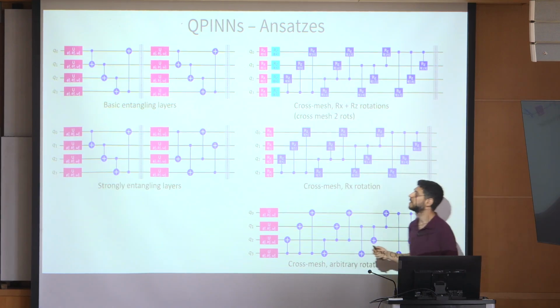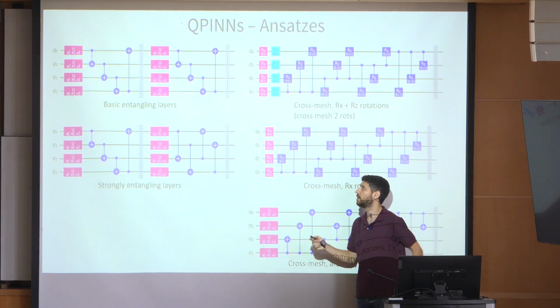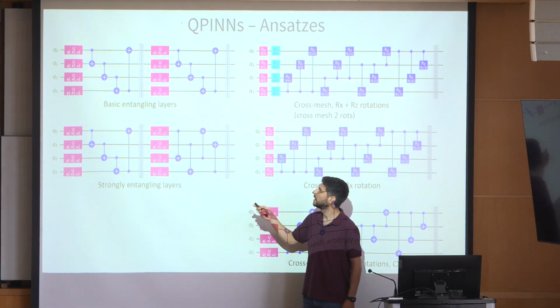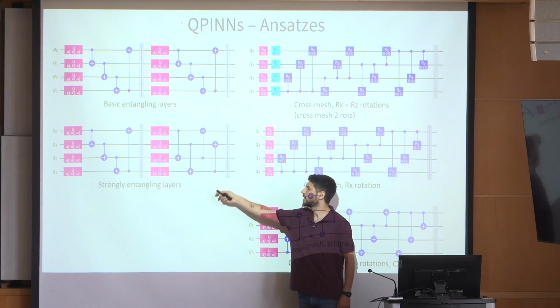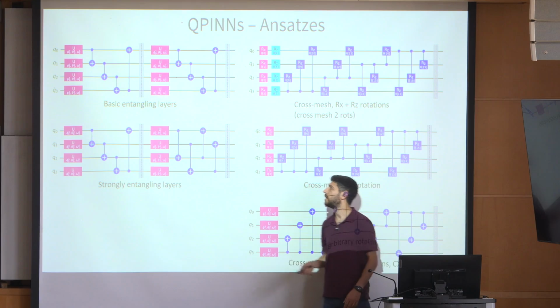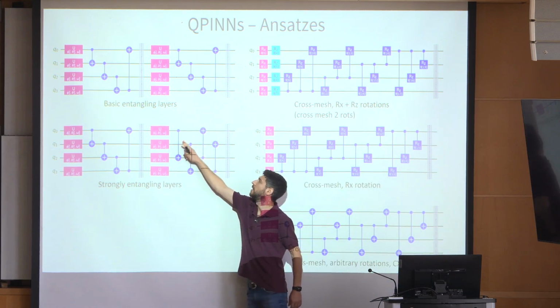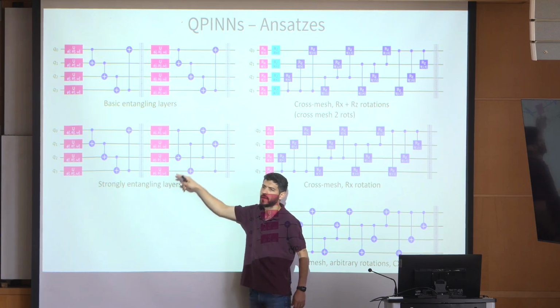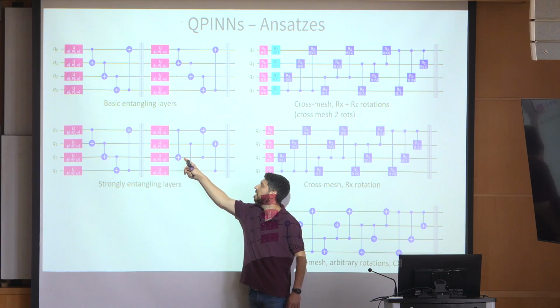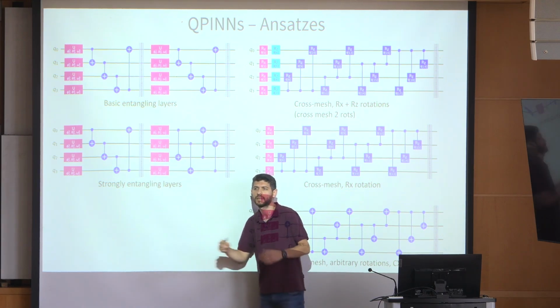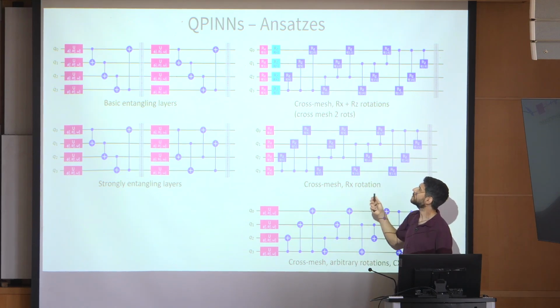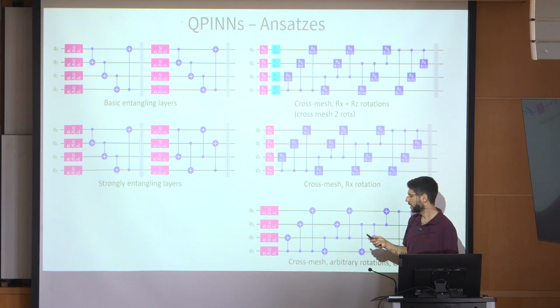All right, these are the ansatzes that we tried. First of all, we have the basic entangling layers and the strongly entangling layers, as in Bar-Ilan. The difference here is that as many layers as you have, the gap will be bigger. Like in the second layer, you have a gap of 2 between qubits. Also, we have the cross-mesh layers, several variations of them that connect each qubit to every other qubit.